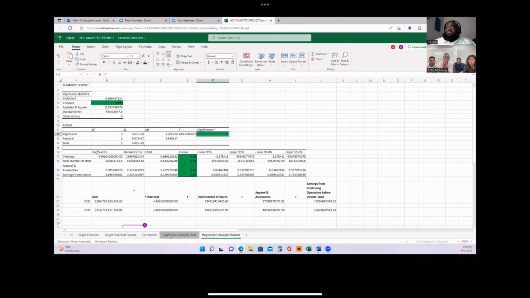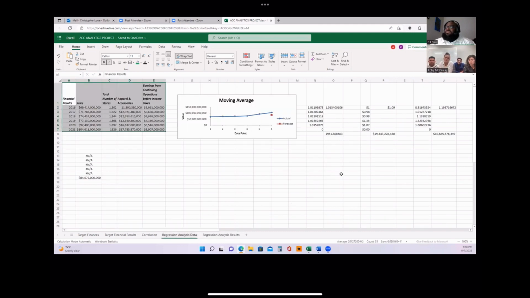So we took our information from 2016 to 2021. Right here, you can see that we use the total number of stores. And each year, since it is a company that's growing every single day, they open new stores. We took the average of how many stores they open per year. And we did the same for apparel and accessories. And we basically took the average of how much it increased per year as well. And we did the same for operating operations.